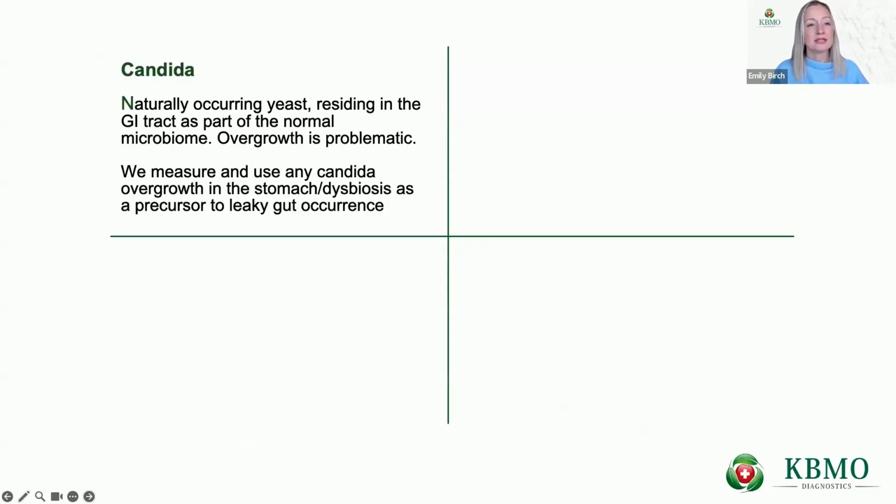Okay, so let's get into those markers then. So first up, we have Candida, something no doubt that we're all very familiar with. As you know, it's a naturally occurring yeast. It resides in the GI tract as part of the normal microbiome. Candida itself is not problematic unless we have an overgrowth, and it's really important for us to remember that. We measure and use any Candida overgrowth as part of the gut barrier panel, and we show it as a precursor to leaky gut occurrence.